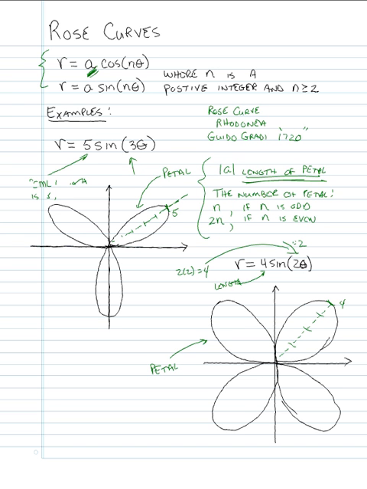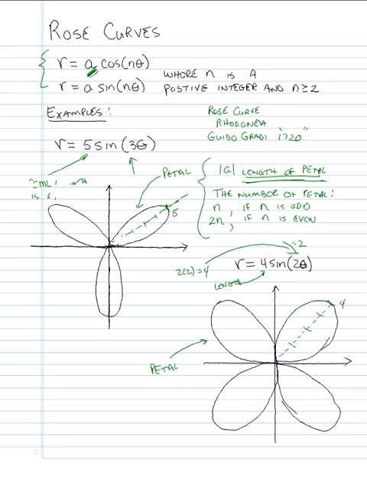So we can determine the length of a petal by looking at the absolute value of a, the factor in front of the trig function, and we can determine how many petals it has by looking at the factor times theta. And if that n value is odd, we have that number of petals. If that n value is even, we have twice that number of petals. Now, when we go about graphing it, let's just stop and think of this next idea.